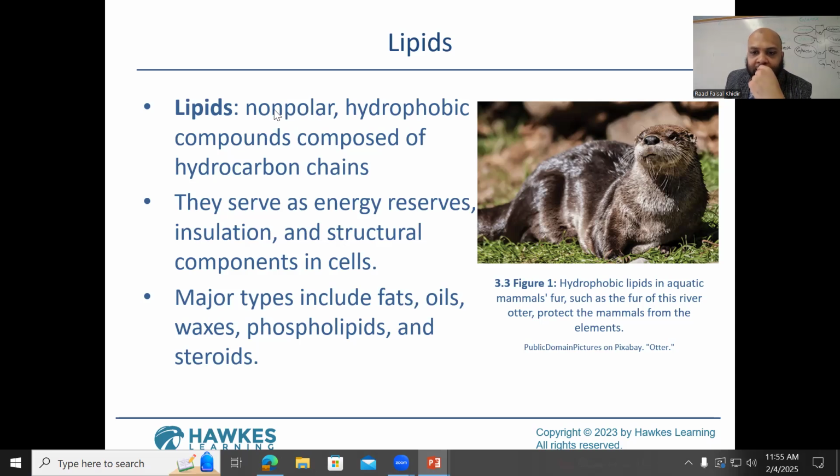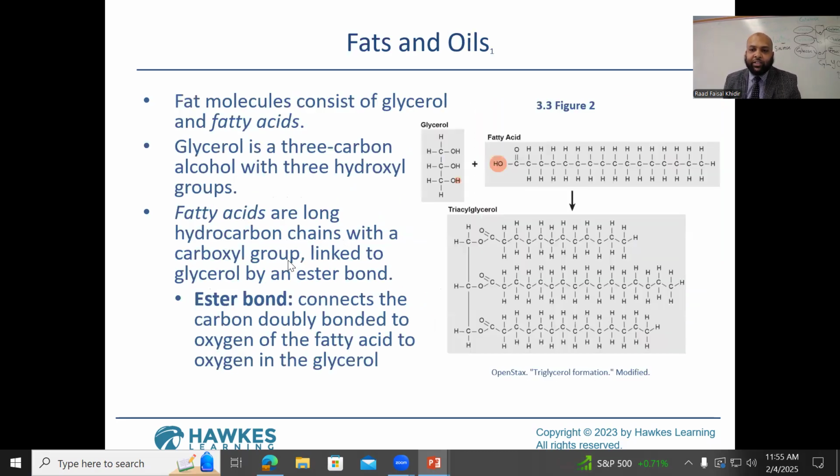Lipids are nonpolar hydrophobic compounds composed of hydrocarbon chains. They serve as energy reserves, insulation, and structural components in the cells. The major types include fats, oils, waxes, phospholipids, and steroids. So that's the structure. I remember I was saying glycerol earlier, when I was writing the glycosidic bond, somebody said glycerol. No. But look, the law is the same.